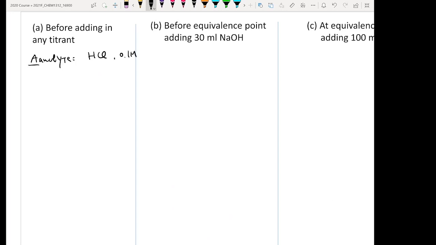So what solution do you have? Strong acid, right? So the proton concentration would simply equal your acid concentration. That's going to give you 0.1, right? So pH is the negative log of your proton concentration, which is equal to negative log of 0.1. That gives you a value of 1.